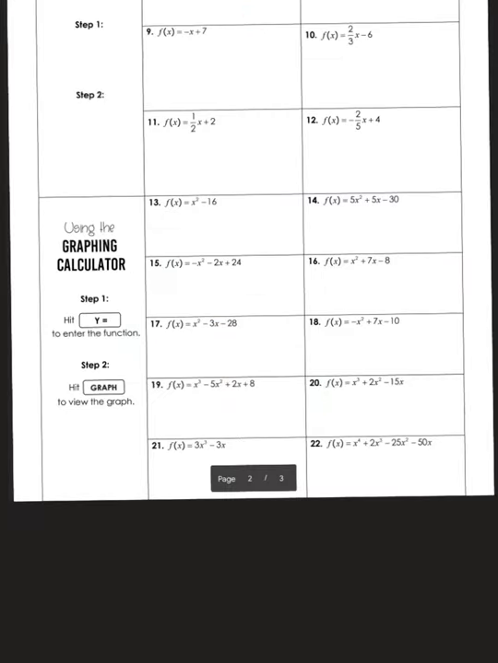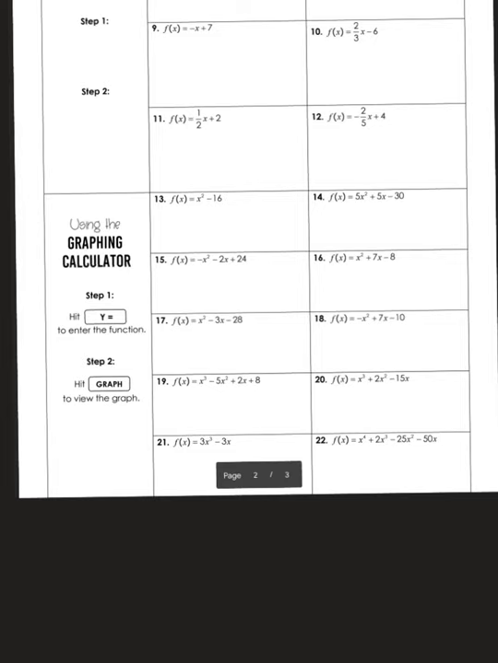Okay, and you're gonna finish up. You're gonna do number 18, number 19, number 20, and 21. And we'll do 22. The biggest thing here is that if you notice, if this one says x to the 3rd power, when you're typing that in your calculator, you're going to do x and then caret 3.